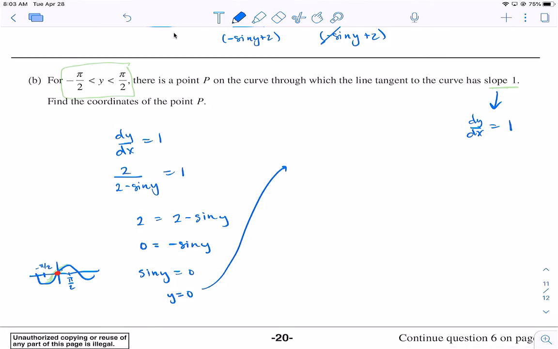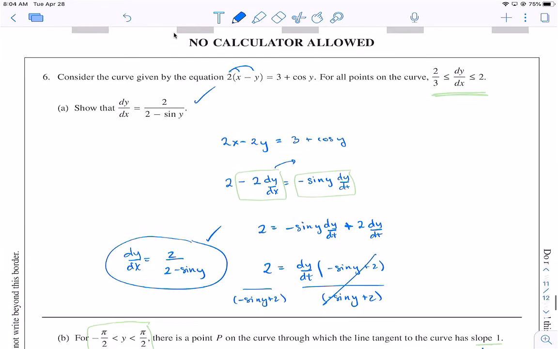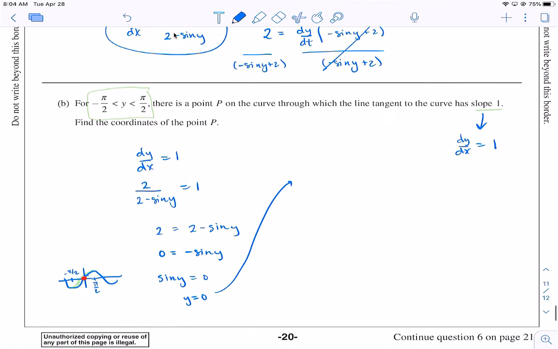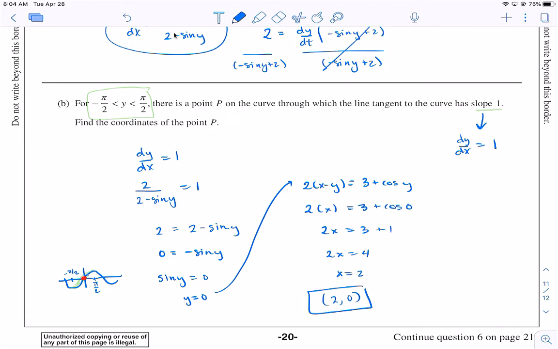So we take this and we plug it back into the original. The original relationship was that 2 times x minus y equals 3 plus cosine of y. We just need to solve for x. So we're plugging in 0 for y. If we plug in 0 for y, we'd have 2x equals 3 plus cosine of 0. Cosine of 0 is 1, so plus 1. So 2x equals 4. Divide by 2, so x equals 2. So when x equals 2, y equals 0. So our point is (2, 0), because the question said find the point on the curve where the slope equals 1.